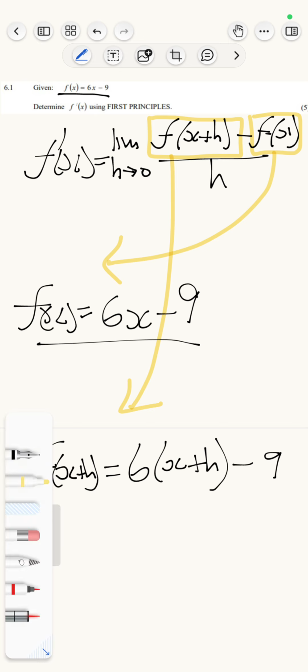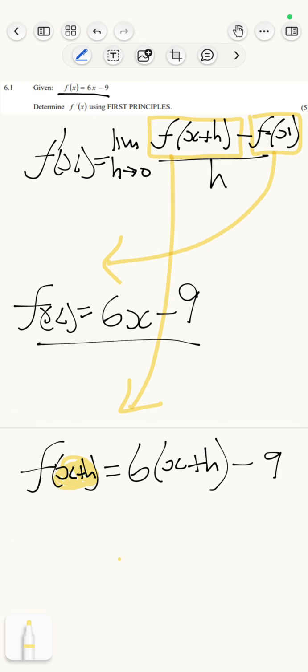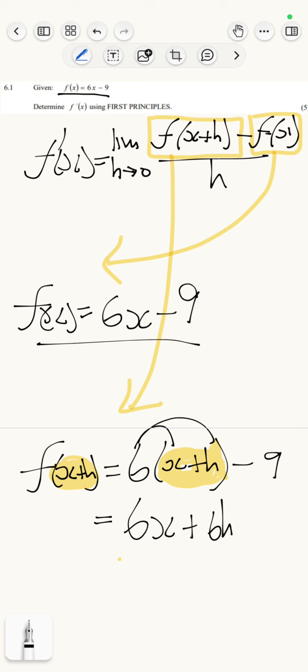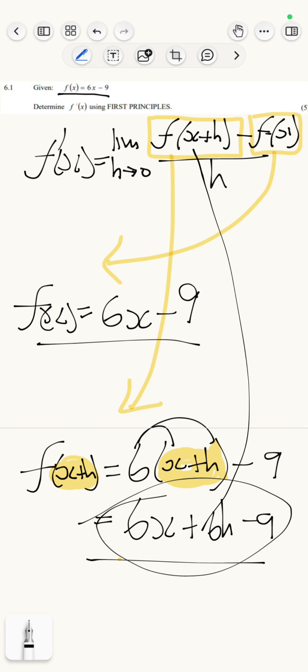This is a rule that you should know. Whatever is inside the bracket, there can be literally anything inside the bracket, takes the place of x. So wherever you find an x in this original question, you have to replace it with whatever is in the bracket. So now instead of x, we have x plus h in x's place. Now let's simplify the right hand side. I'm going to multiply the 6 in, so I'm going to have 6x plus 6h minus 9. So I've got my two parts, and this part over here is going to take that place in my formula.